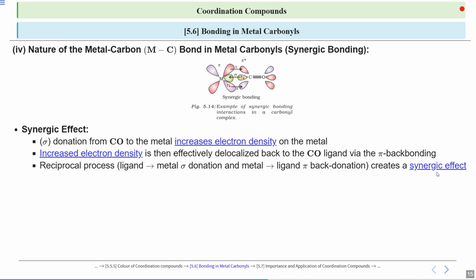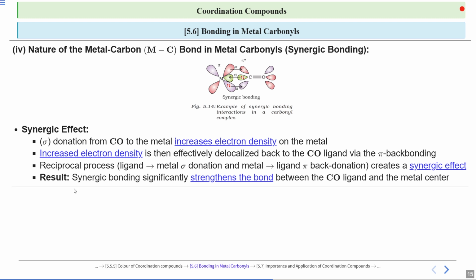Now this creates a synergic effect. This is what we are calling the synergic effect. Okay, so this is a name. It is not something you will understand through its meaning. It is a term we give to this reciprocal process which is happening in metal carbonyl bonding.